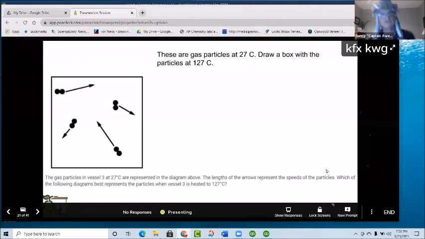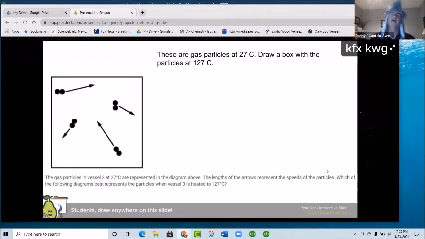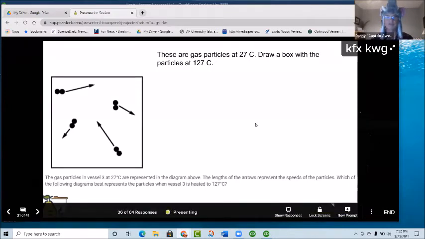All right, I want you to draw a box with particles, those same particles at 127 degrees. Using Pear Deck, go ahead and draw me a box just like that one, but show me 4 molecules just like that, but at a higher temperature. I can't wait to see your drawings. This is going to be great.